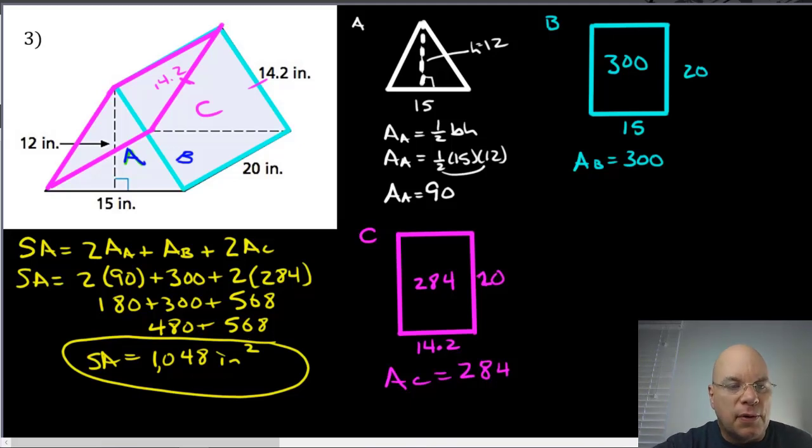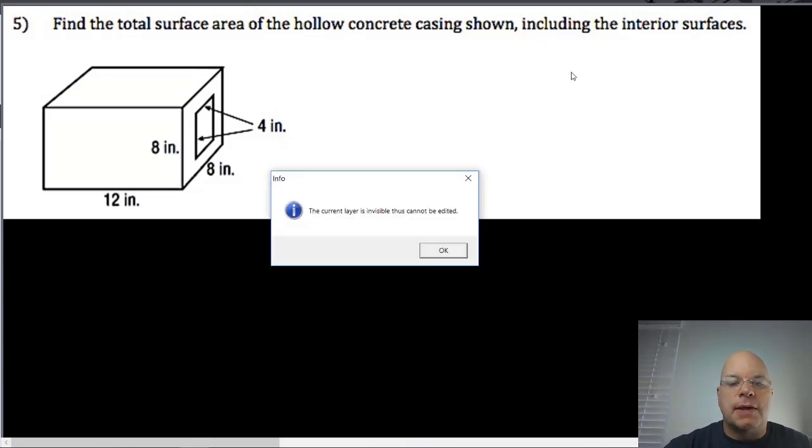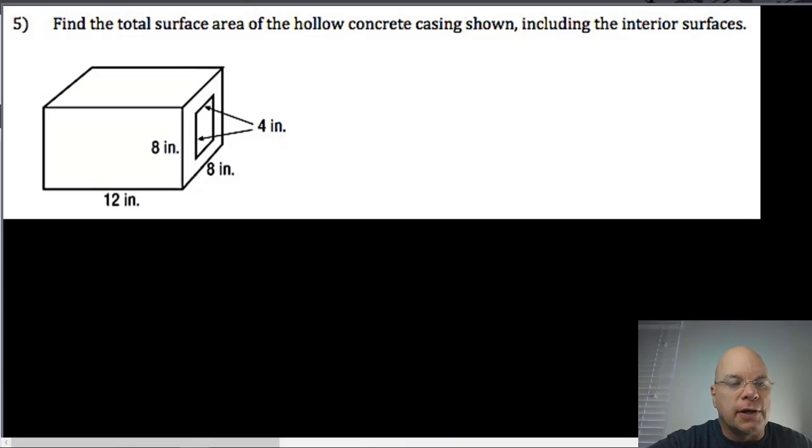Okay, I want to look at number 5 with you briefly. I don't want to do the whole thing for you because I want you to be able to think about it yourself. First of all, we're finding the total surface area of the hollow concrete casing shown, including the interior surfaces. That's what makes this one tricky. So pretend this is a typical concrete looking thing, maybe like a gray concrete.